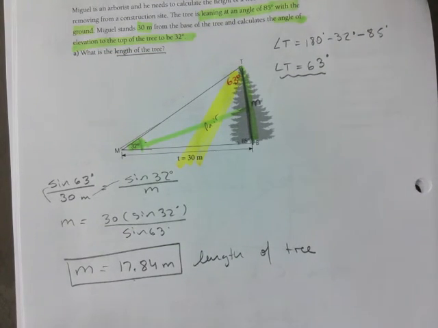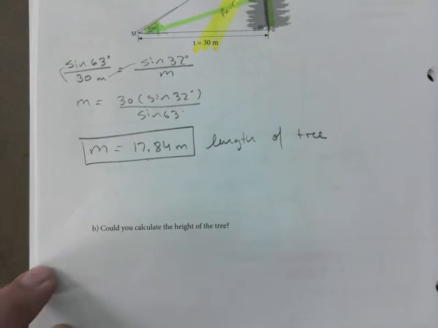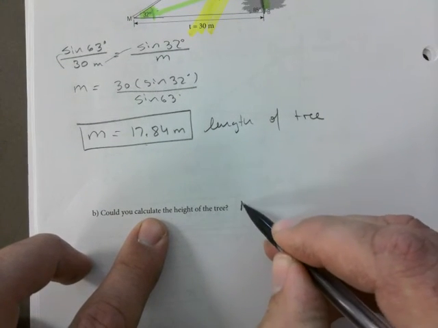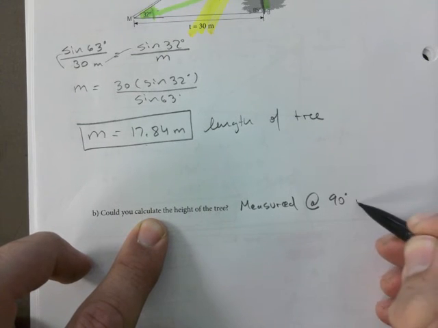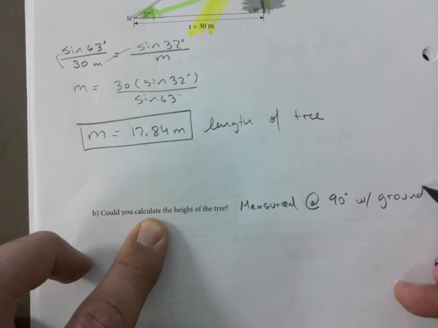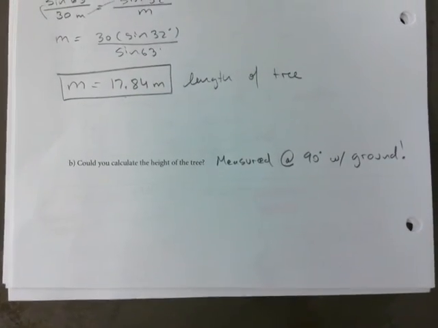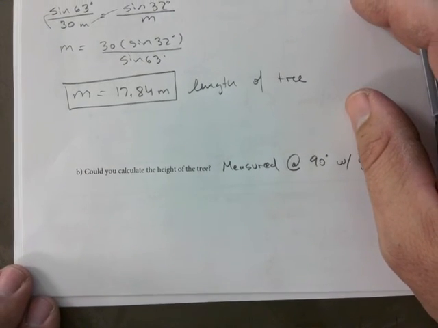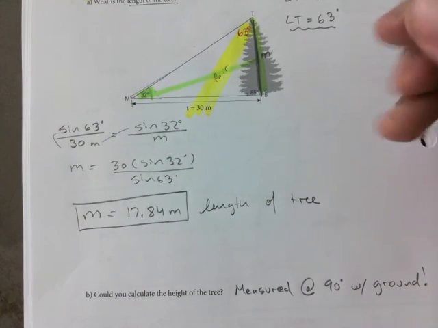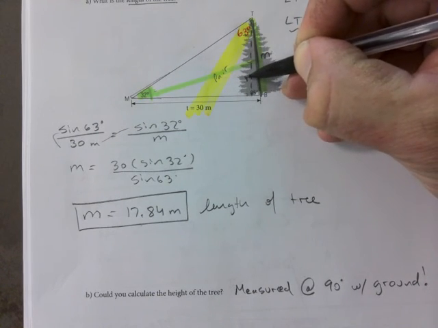So watch what I'm going to do here. Follow me to B, okay? Because that's what we're doing next. Calculate the height of the tree. Measure at 90 degrees with the ground. That is the important thing to remember. You measure it at a 90 degree with the ground. So I wish I could have the whole thing up, but watch what I'm going to do here. I'm going to go up one more time, and I'm going to make that fictional line. That right there is the height, okay?